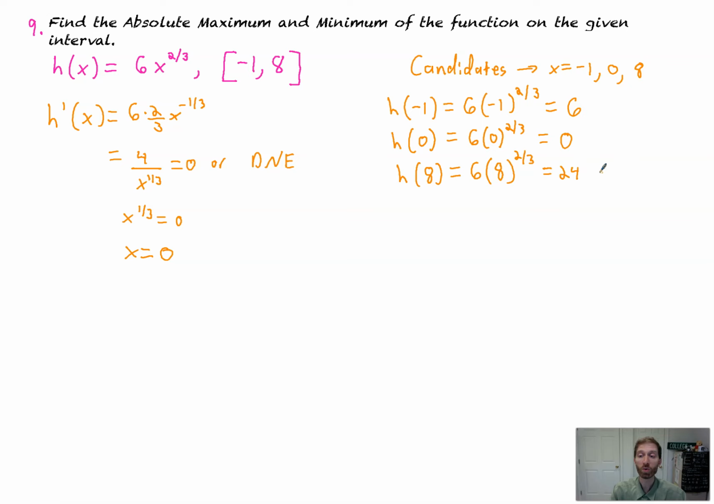All right. So we've got a maximum. The highest y value is 24. The lowest y value is 0. Therefore, the absolute minimum is 0 and occurs at 0. The absolute maximum is 24 and occurs at x equals 8. Done. And keep in mind, I've gone over in all these videos how to justify this formally.